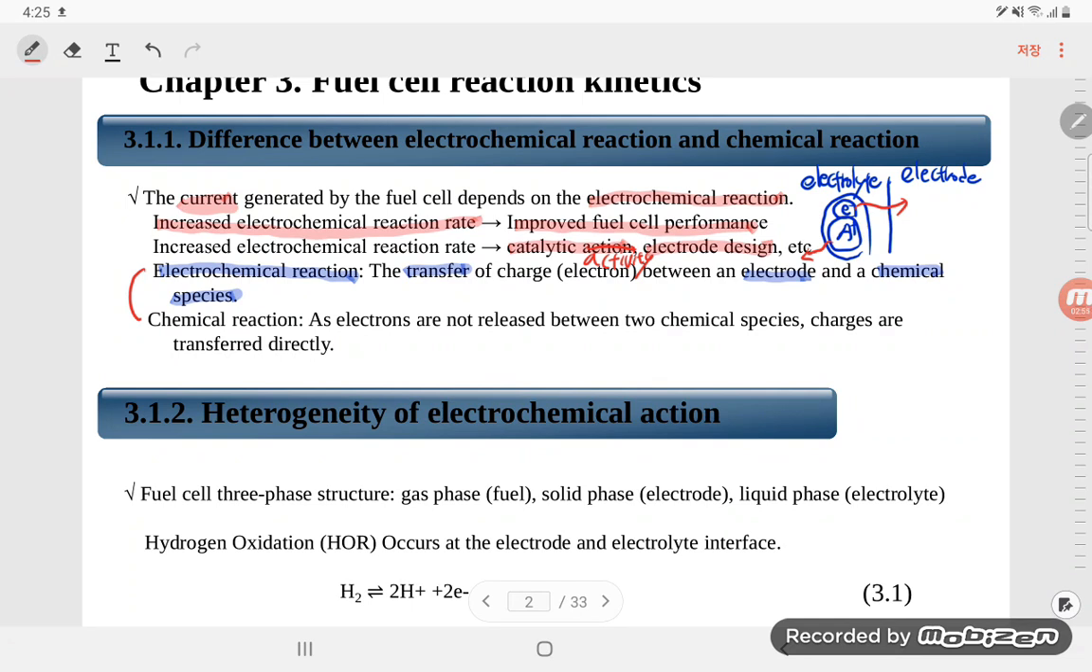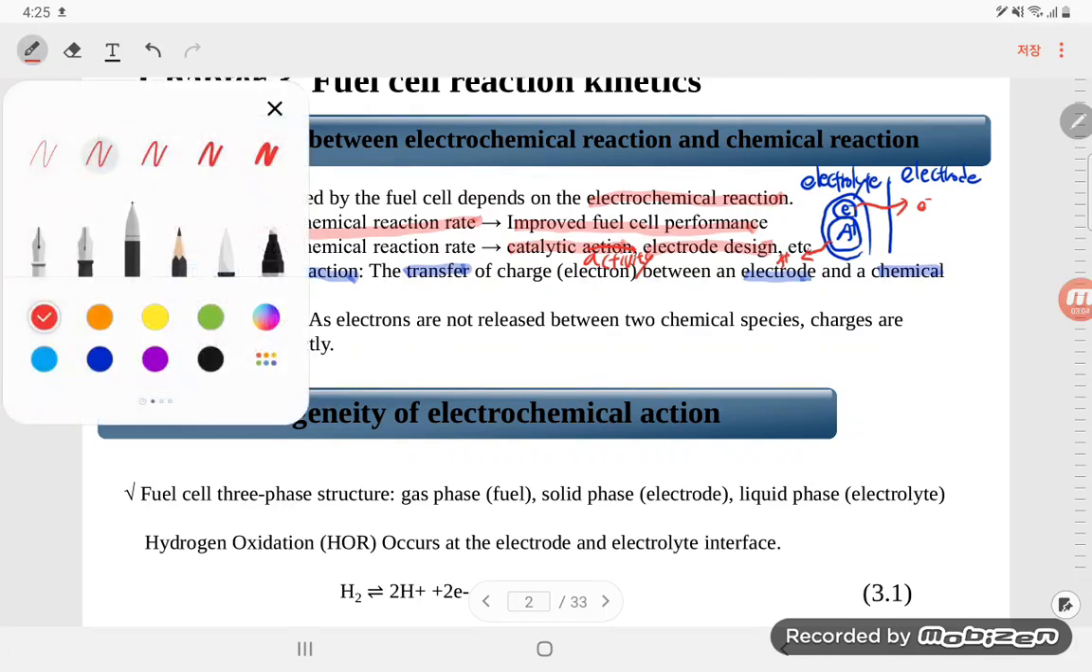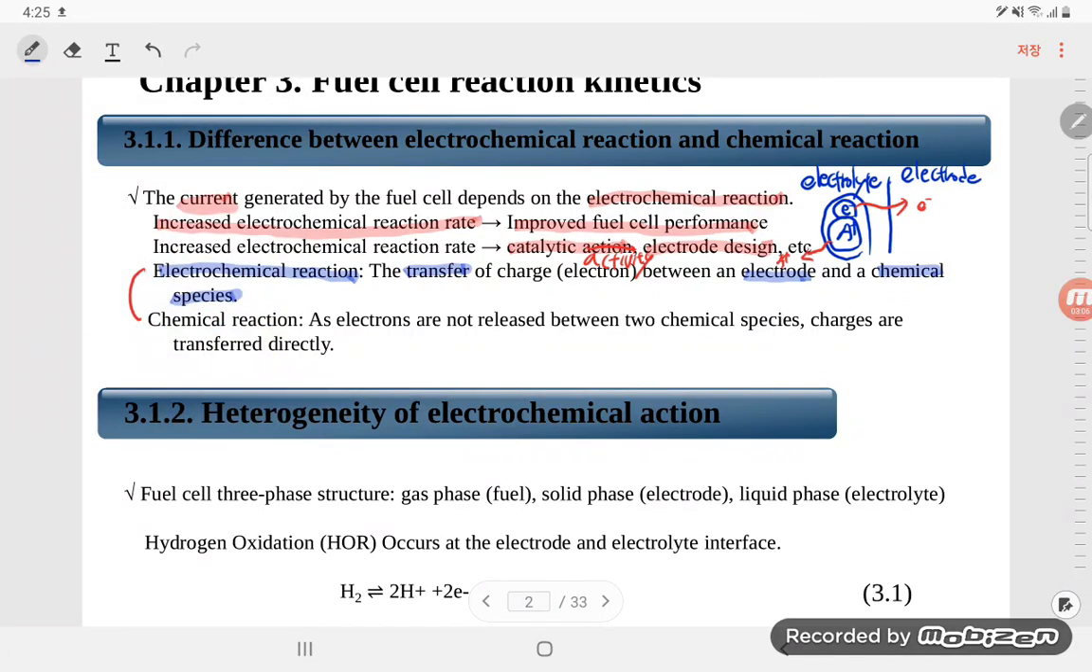And at the counter electrode, the electron and proton can react at the interface by moving through the electrolyte and electrode respectively. So this is the electrochemical reaction.